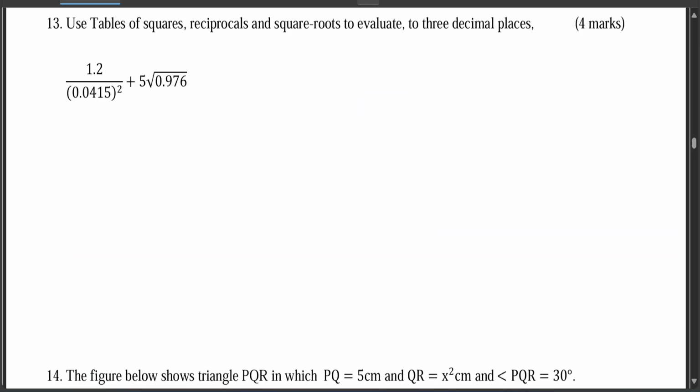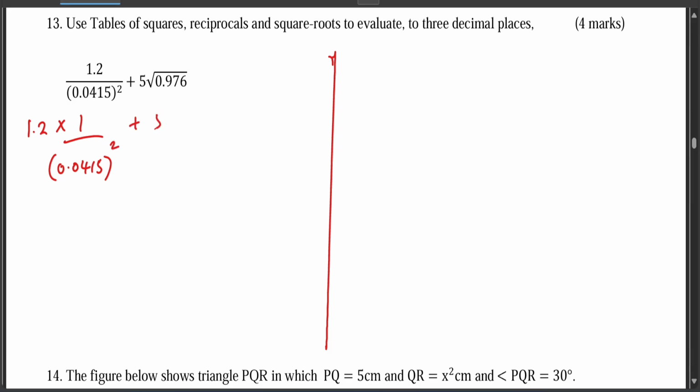Question 13. Use tables of squares, reciprocals, and square roots to evaluate to 3 decimal places. So we have 1.2 over 0.0415 squared plus 5 times the square root of 0.976. In short, it is 1.2 times 1 over 0.0415 squared plus 5 times the square root of 0.976. We should write it in standard form.